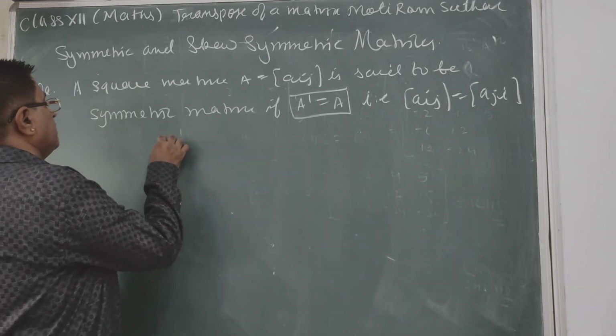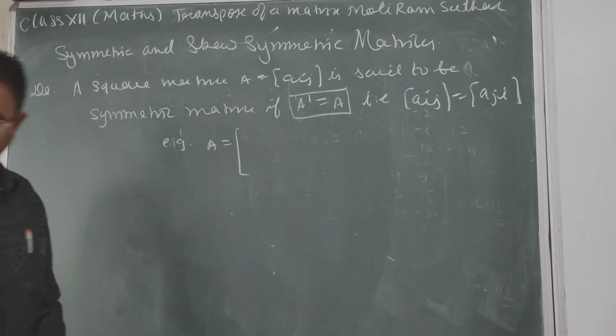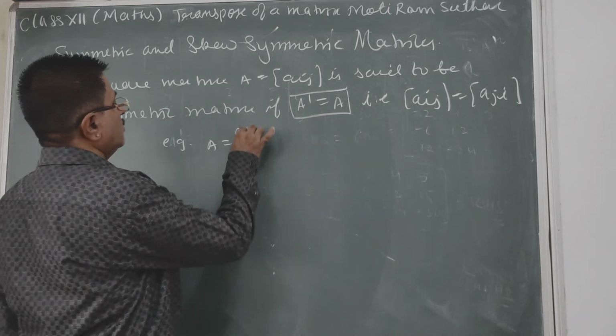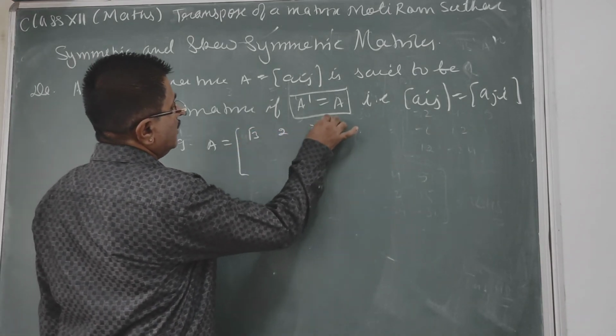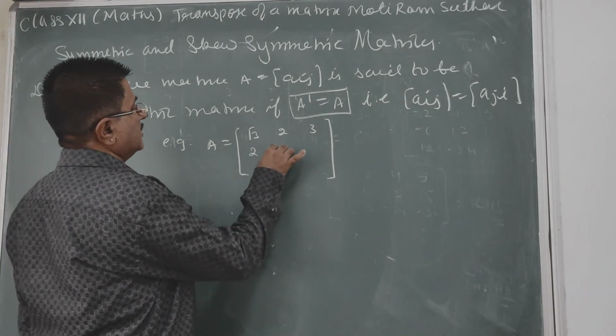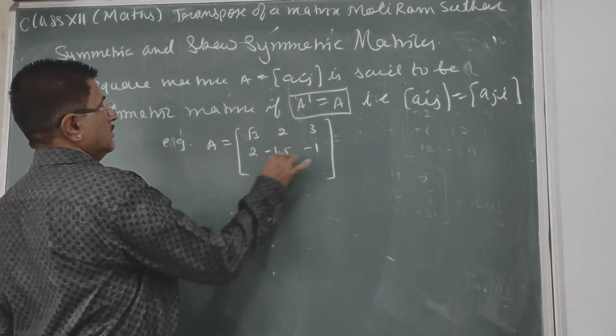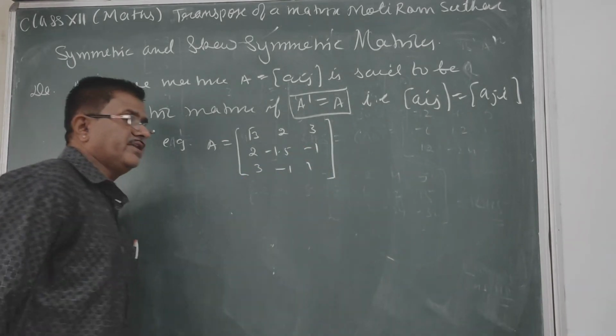Like, you can say, for example, a matrix containing elements: first row 3, 2; second row minus 1; third row 3, minus 1. This is matrix A.